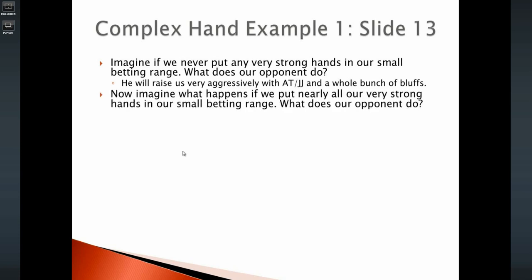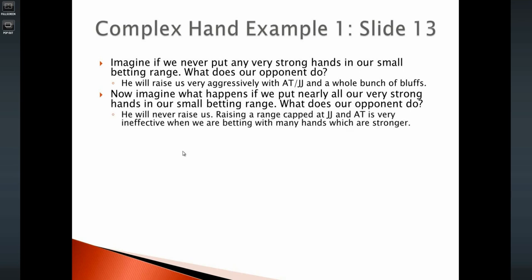Now imagine what happens if we put nearly all our very strong hands in our small betting range. What does our opponent do? So for example, let's just imagine we only had a 1 bet sizing range on the turn and we bet small. What would our opponent do when he faced this bet? He would never raise us. Raising a range capped at jacks and ace 10 is very ineffective when we are betting with many hands which are stronger. Remember, our opponent's range is capped on the turn. So now all we're trying to do is make sure we don't have a betting range which is small and even more capped. So if we bet our entire range small on the turn, our opponent would never be able to raise because he's running into way too many sets and 2 pair and over pairs to ever raise against our small betting range if we bet all of our strong hands small.